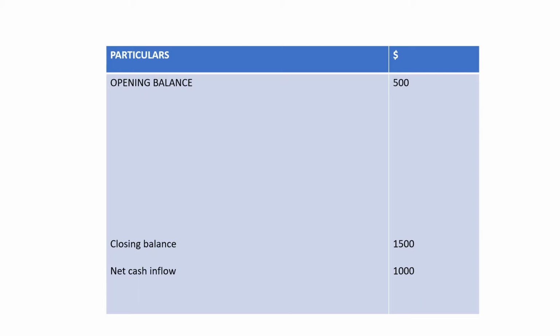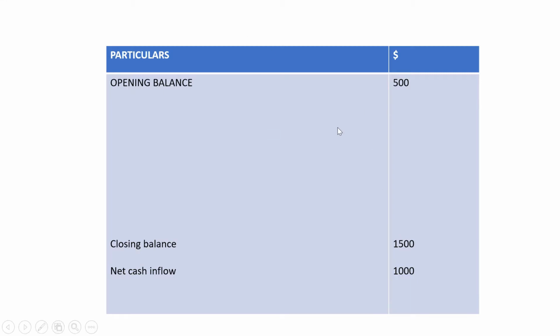Now we will understand cash flow statement with the help of some examples. Let me tell you the format in which these examples are made is only a rough format for your understanding purpose. Now let us assume that you are the owner of a shop and in the morning when you came there was an opening balance of cash of $500 and in the evening there was a closing balance of $1,500. So you conclude that there was a net cash inflow of $1,000.